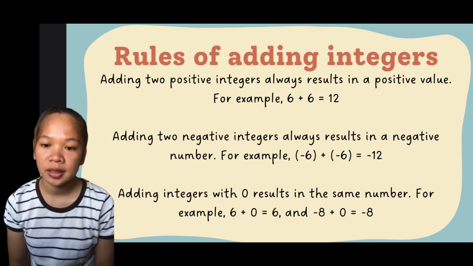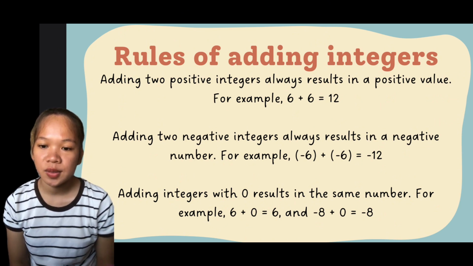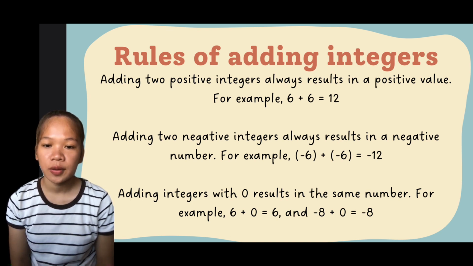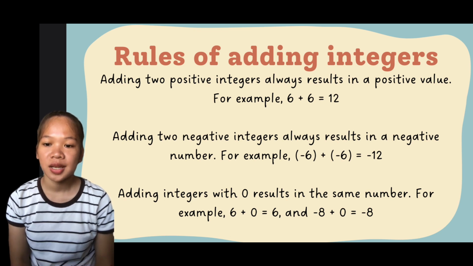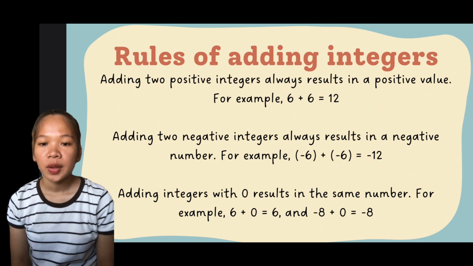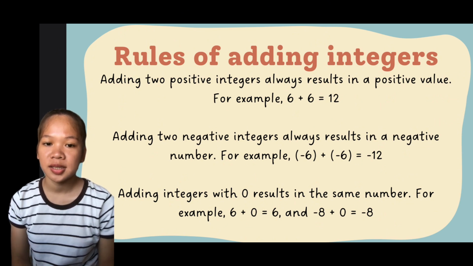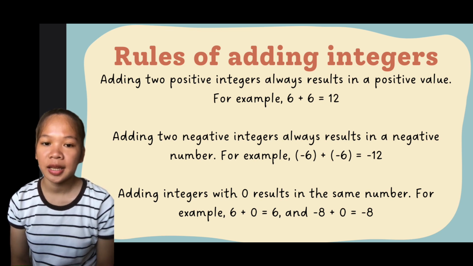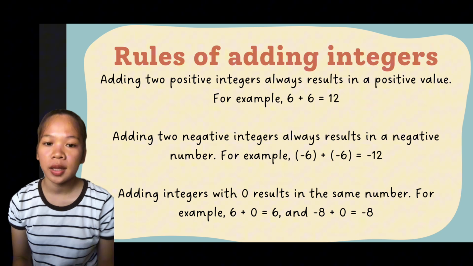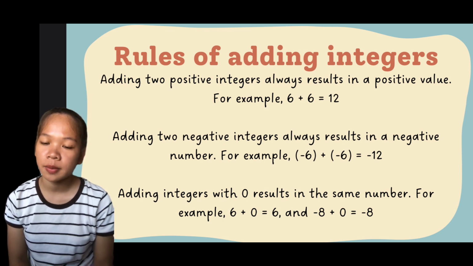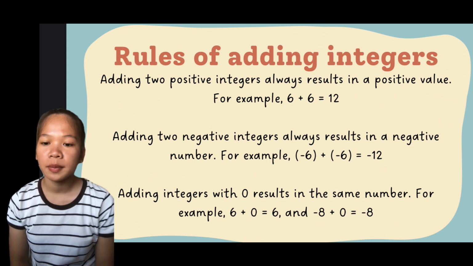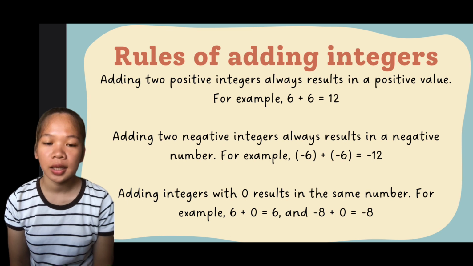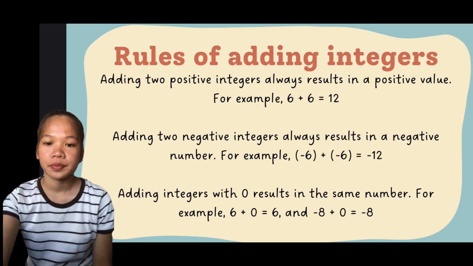And then, sa pangtatlo is adding integers with 0 results in the same number. For example, 6 plus 0 equals 6 and negative 8 plus 0 is negative 8. So of course, pag mag-a-add tayo ng integers at 0 yung number na kanyang i-add, it always equals the number. So, makikita natin dito sa example na merong 6 plus 0. Of course, the answer is 6 and negative 8 plus 0 equals negative 8.